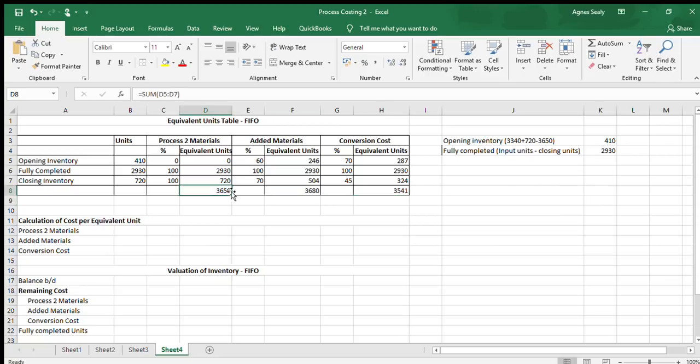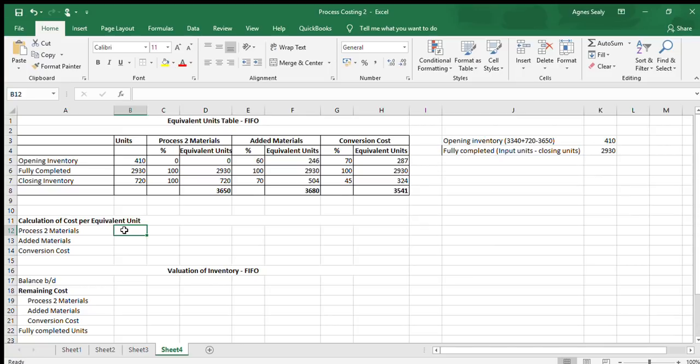So then we total our equivalent units column to see our total equivalent units under each section. So we have equivalent units of 3650 for process 2, 3680 for added materials, and 3541 for conversion cost. We want to remind you that your conversion cost is a combination of labor and production overhead, and also direct expense. If you don't have direct expenses, then it is just your labor and your production overhead.